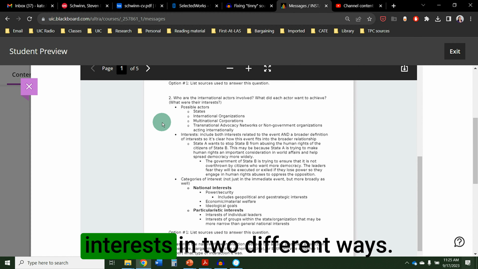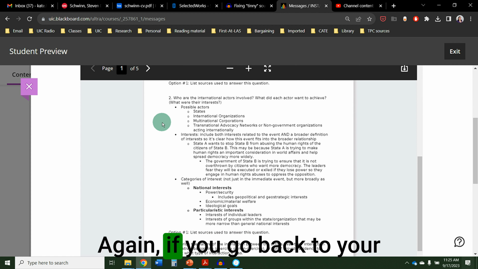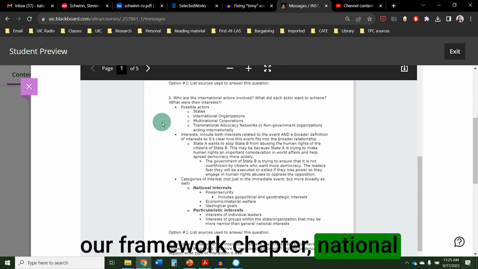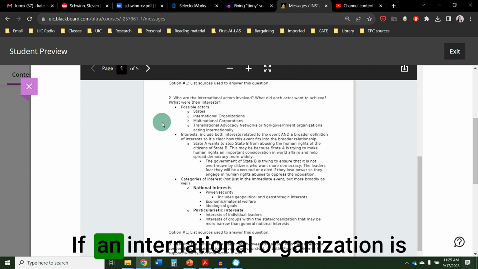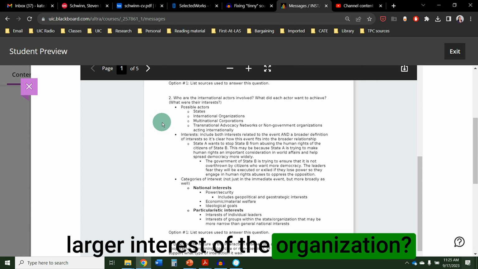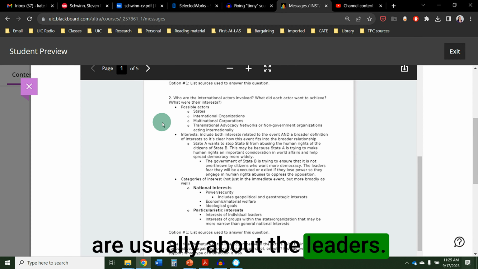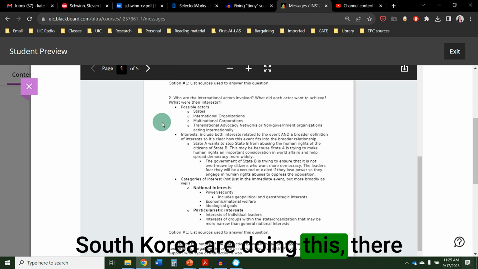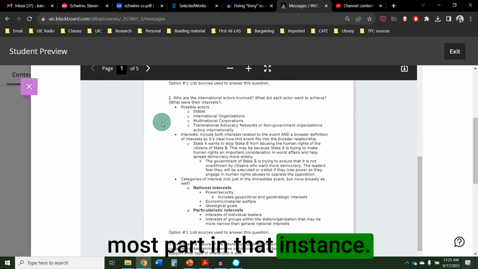And so you need to talk about interests in two different ways. One is national interests. Again, if you go back to your notes from the very first part of our framework chapter, national interests are what are the interests of the country themselves. If an international organization is one of your actors, then what is the larger interest of the organization? And then particularistic interests are usually about the leaders. So if the United States and South Korea are doing this, there are national interests involved that involve security for the most part in that instance.